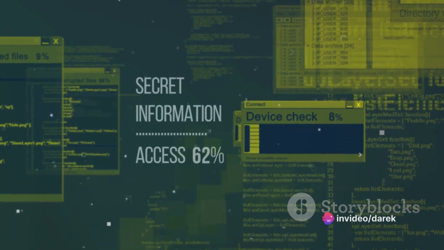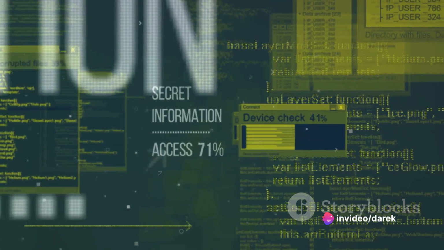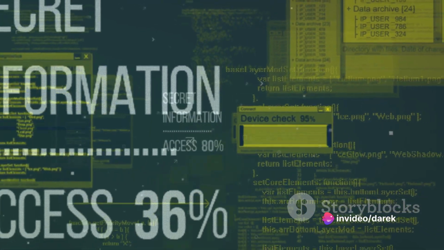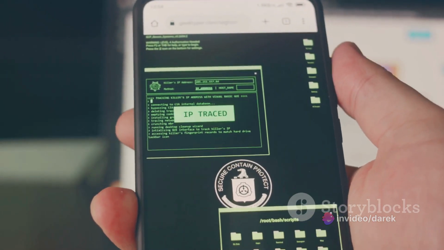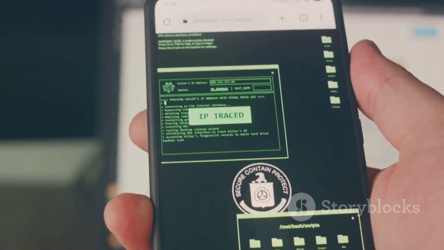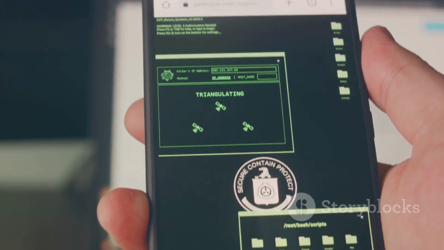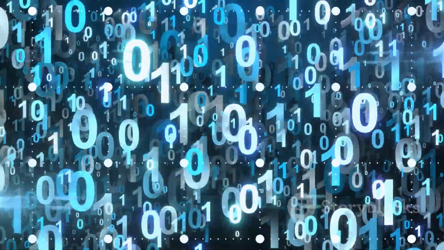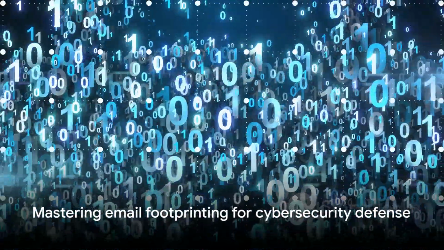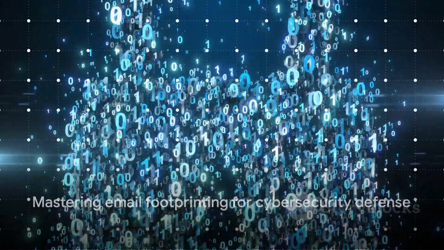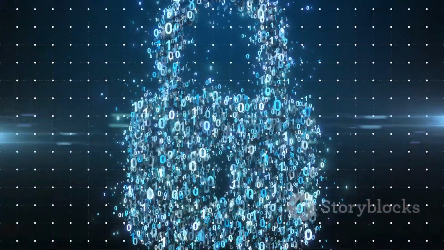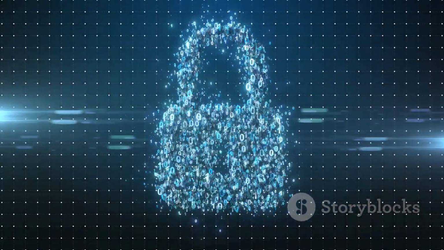We also explored the key tools and techniques used in email footprinting. These include email header analyzers, IP lookup tools, and WHOIS databases. Each tool brings with it a unique angle of analysis, contributing to a comprehensive footprinting process. Remember, understanding and using email footprinting can be your first line of defense against cyber threats. Stay informed, stay safe.